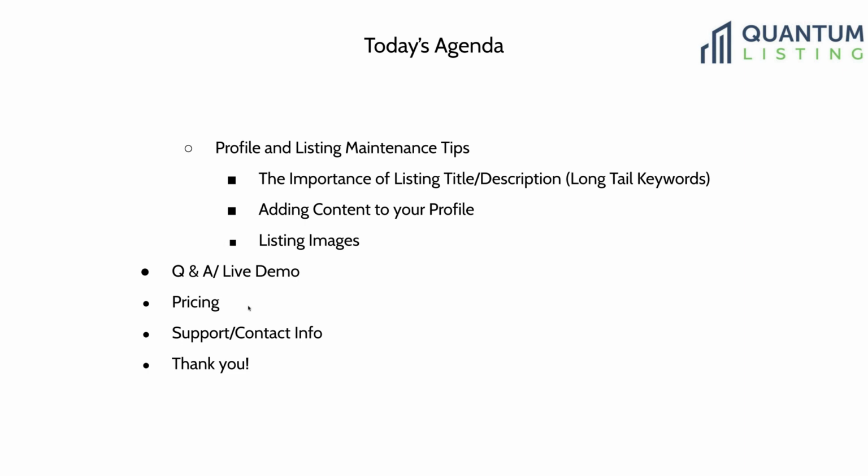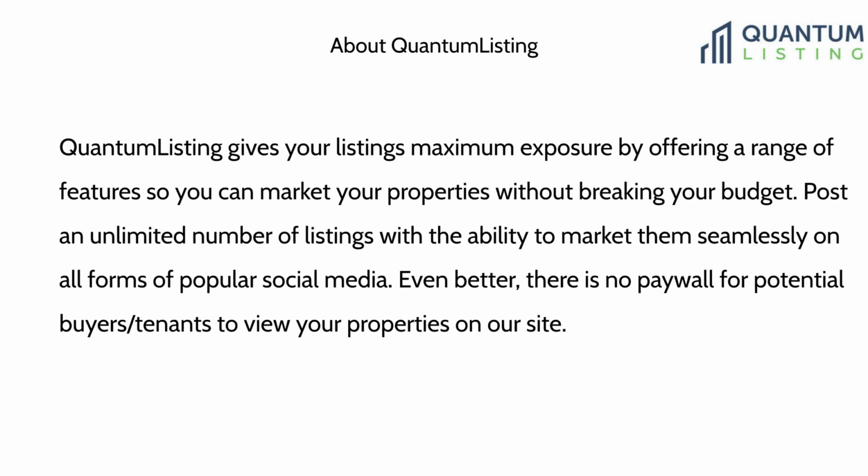Okay, let's get going. So Quantum Listing is a commercial real estate listing site. We give your listings as much exposure as possible with all of our features and also our wonderful search engine optimization. And what's better is that all this is available at a very affordable price. For $89.99 a year per agent, you can post as many listings as you want, and you can, as you'll see, market them seamlessly on all forms of popular social media.